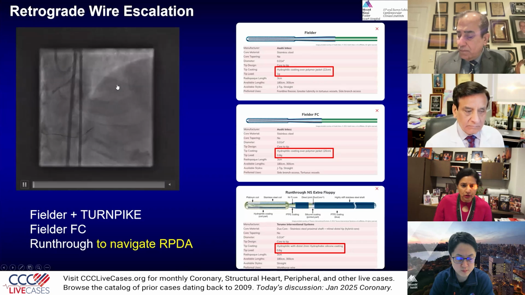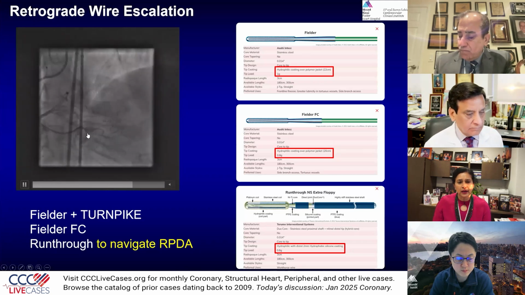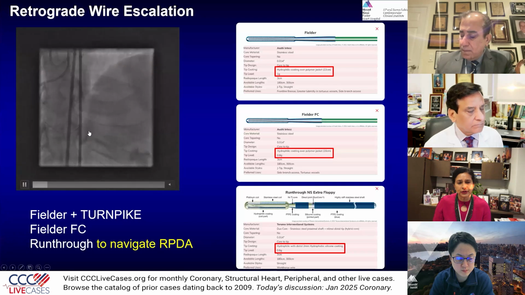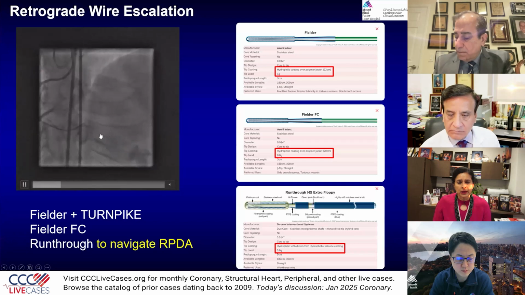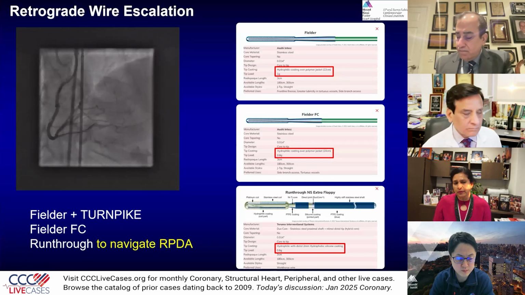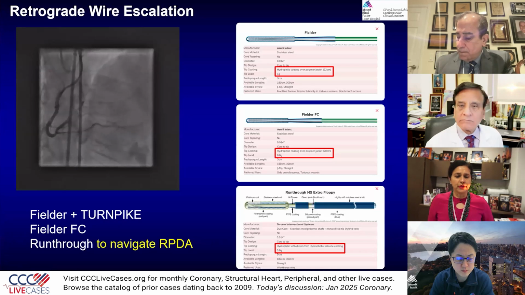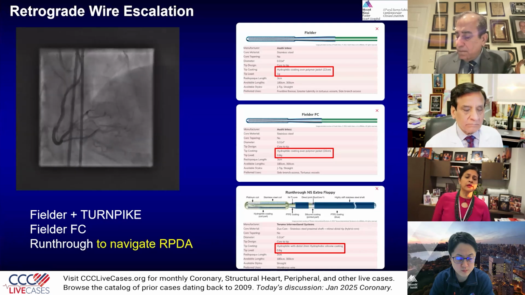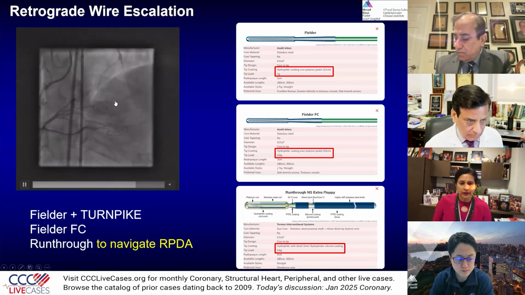That was the goal. So which wire? You pull back and try to use the same Fielder FC. Fielder FC was not making the turn. Many times with the polymer jacketed wire, the one-to-one torque at the tip may not be that possible. Like we say, the tip is not listening to your fingers. The tip has to listen to your fingers. It was not doing that. We changed to the Runthrough wire, then we were able to navigate up this way.